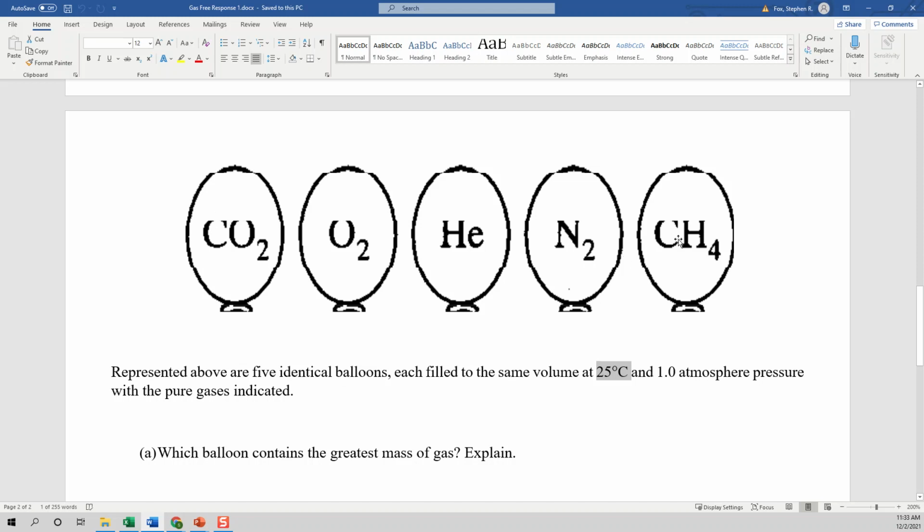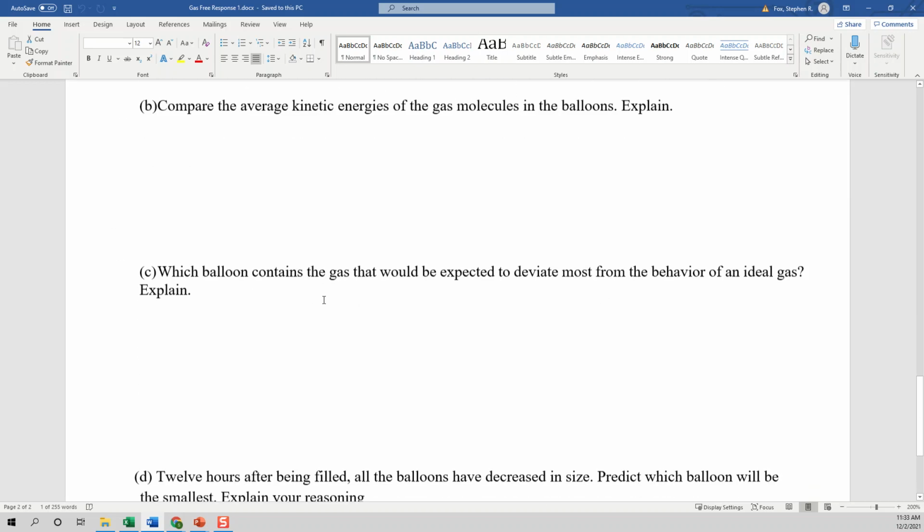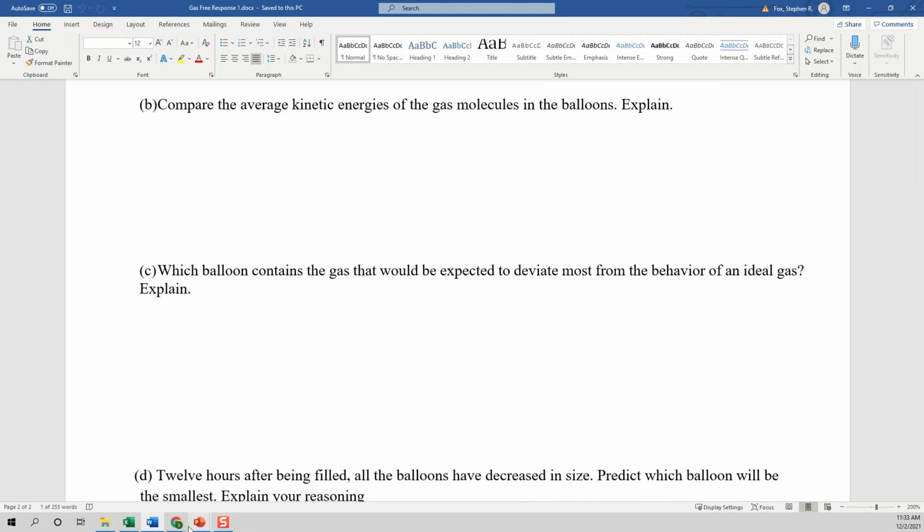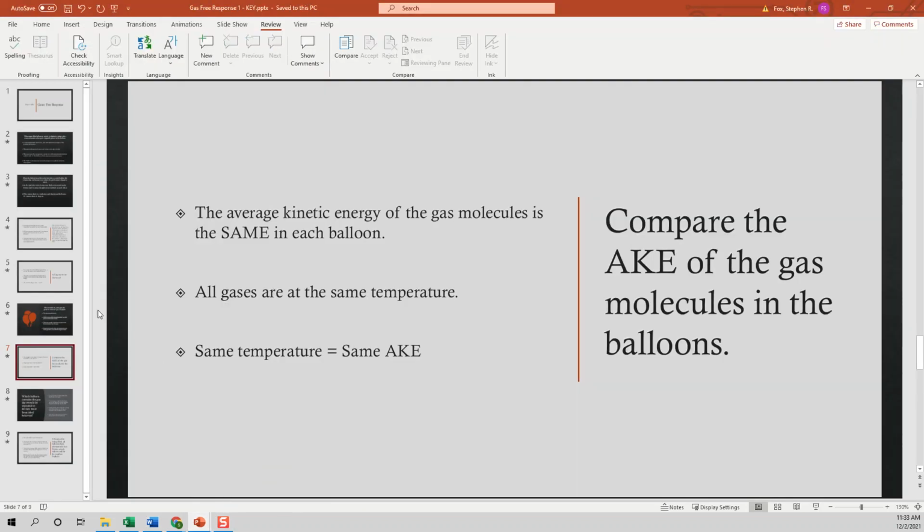And CH4, remember the carbon-hydrogen bond we say is nonpolar, but even if it was a polar bond, tetrahedral shape with all the same ligands means a nonpolar molecule. So all these are nonpolar, so the only IMF they have is London dispersion. Which one has the greatest London dispersion? CO2. Why? Because it has the most electrons. So CO2 would deviate from ideal behavior the most. So C should be CO2, but let's make sure we got it right on the key.